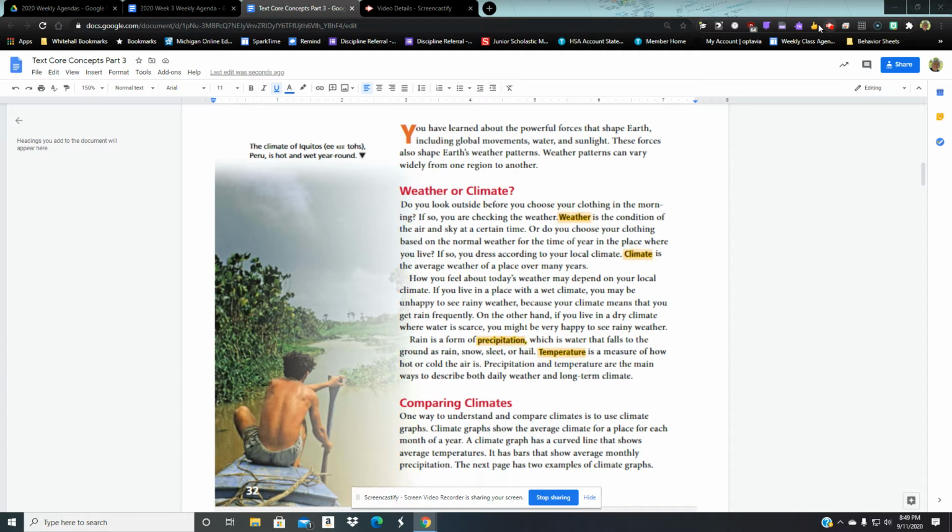Or do you choose your clothing based on the normal weather for that time of year in the place where you live? If so, you dress according to your local climate. Climate is the average weather of a place over many years. How you feel about today's weather may depend on your local climate.